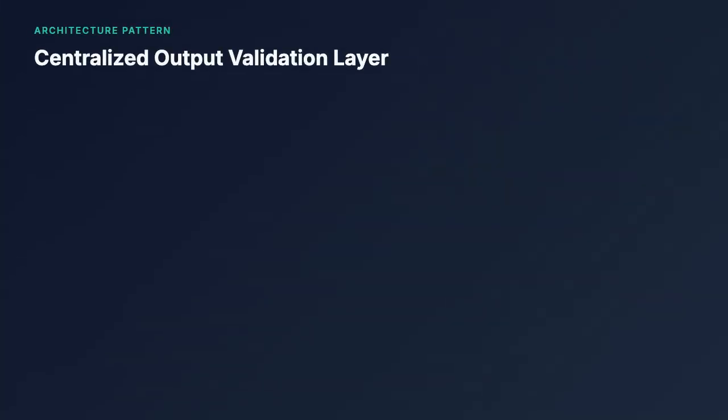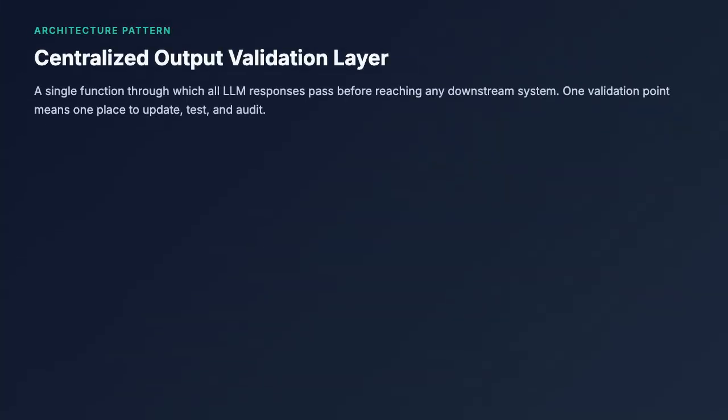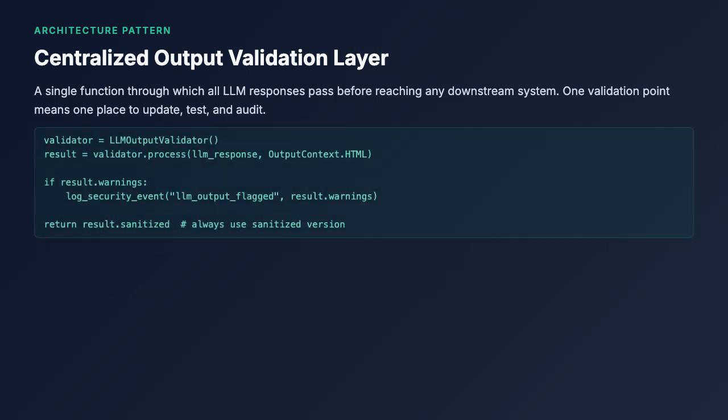Now let's talk about the architectural solution. OWASP recommends a centralized output validation layer, a single function through which all LLM responses pass before reaching any downstream system. One validation point means one place to update, test, and audit. The pattern works like this. You create a validator that accepts the LLM response and the output context, meaning where the text is going. It first checks for suspicious patterns, logging them for security monitoring.